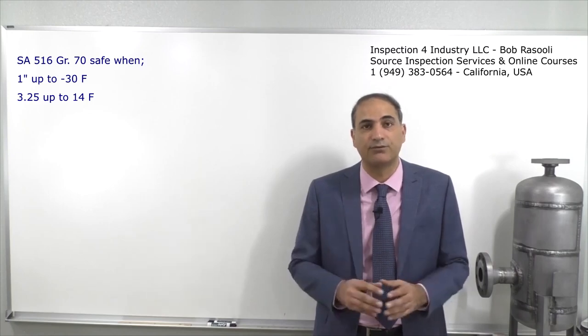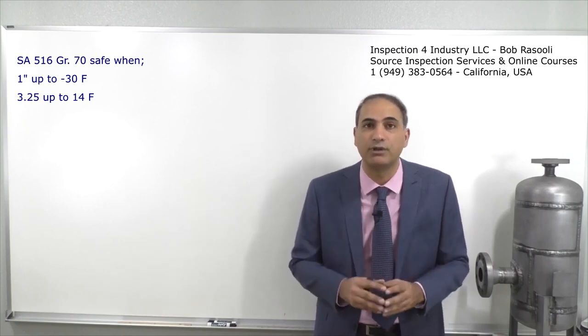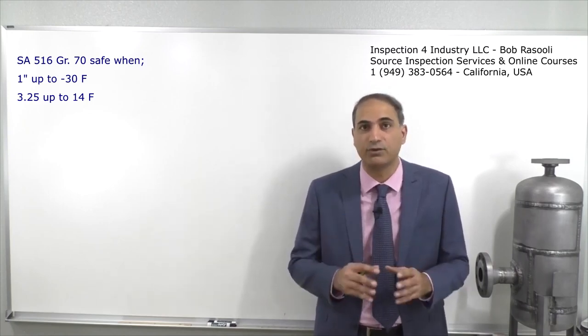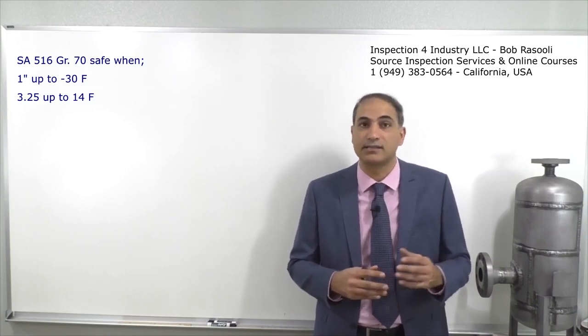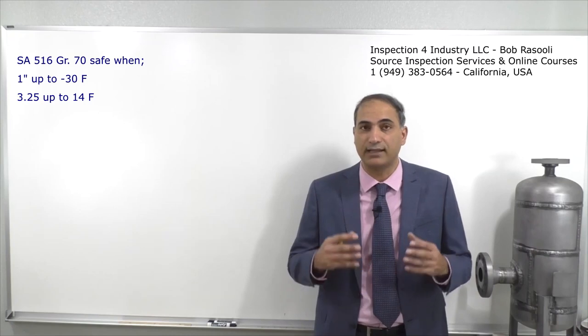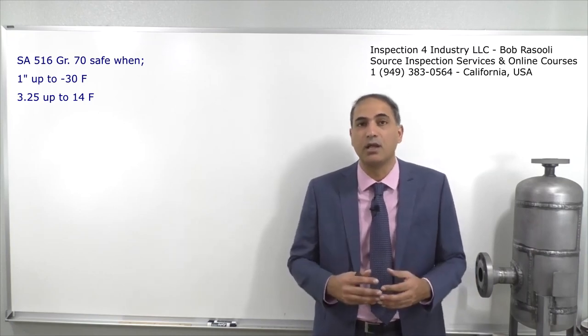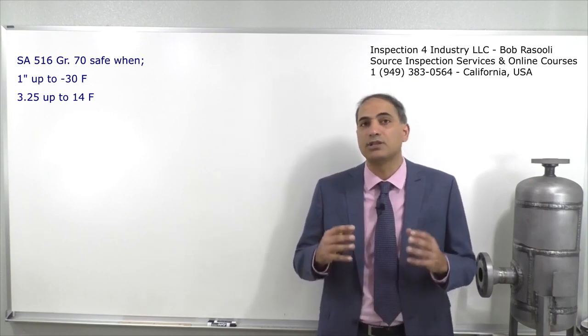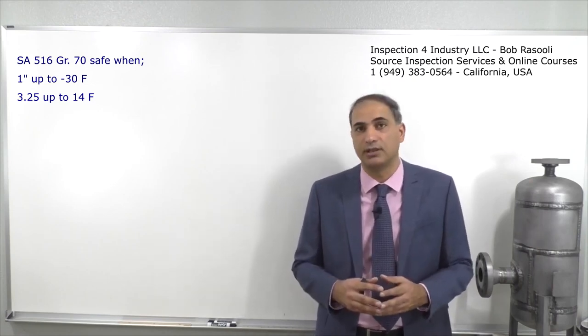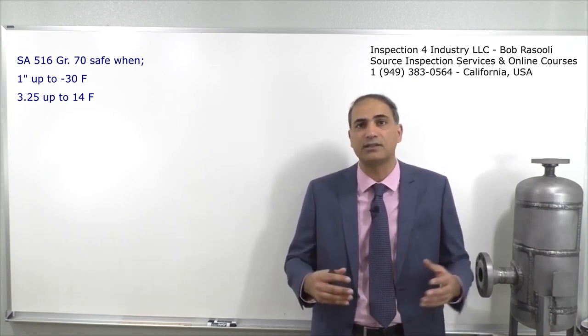It means at 14 degrees Fahrenheit with 3.25 inches it is safe to work, and there is not going to be any susceptibility to brittle fracture at this temperature with this thickness. But if you go to 1 inch, a lower thickness, we can use this material down to minus 30 degrees Fahrenheit. So there are different factors here.